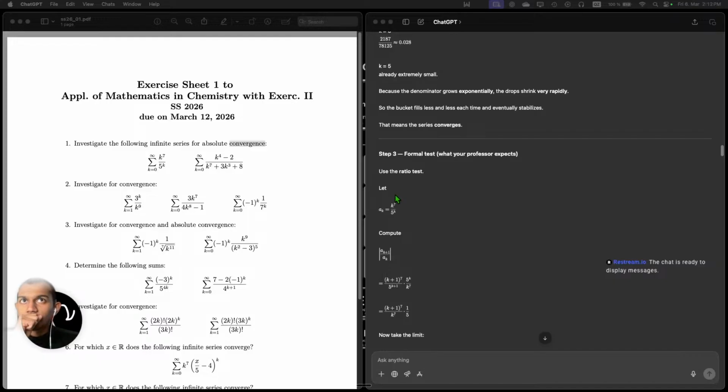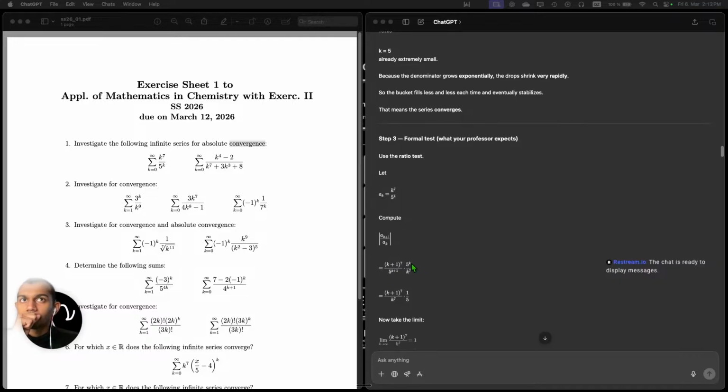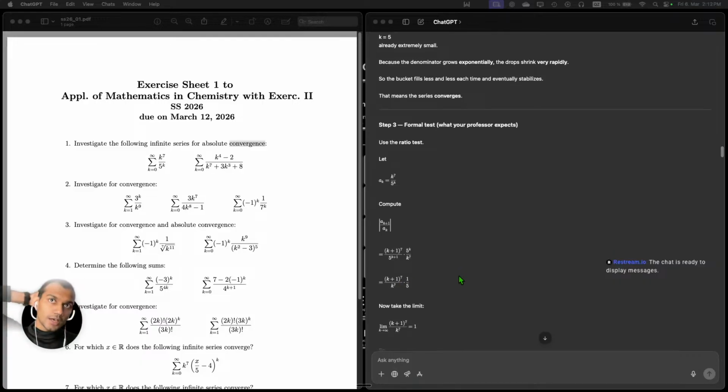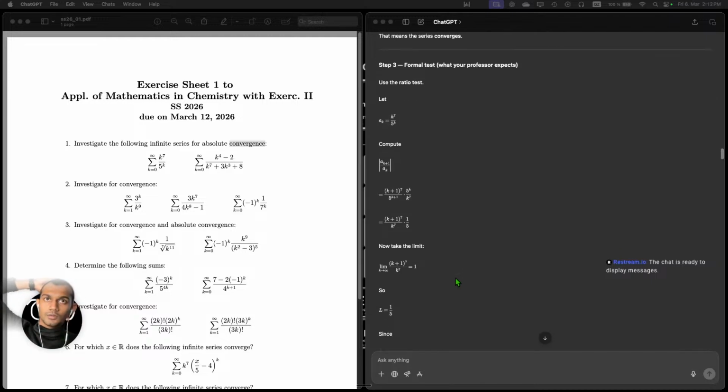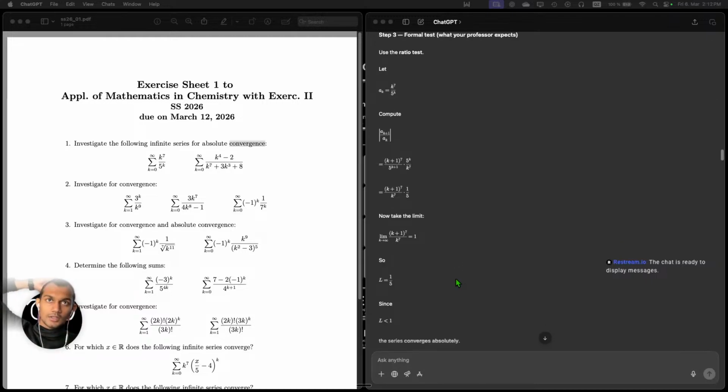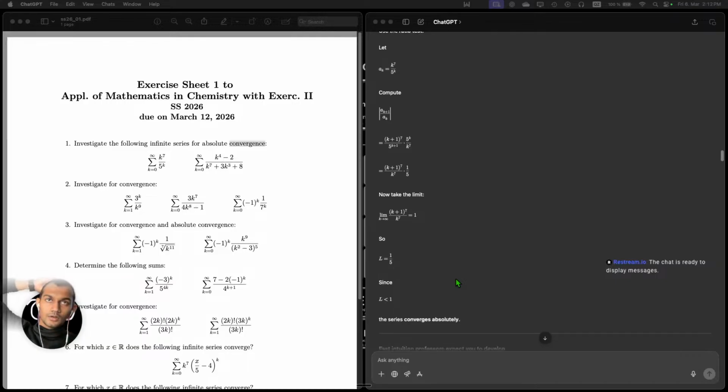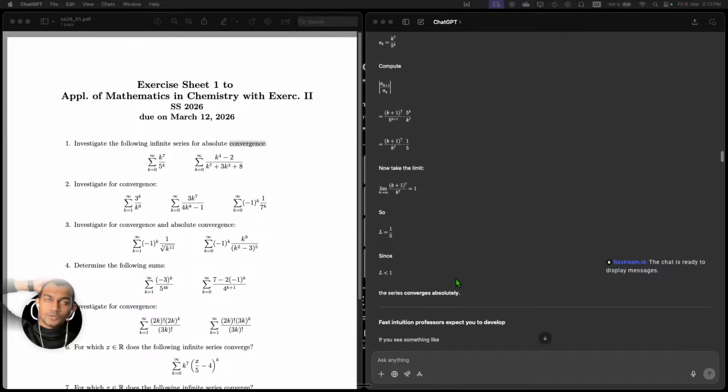Use the ratio test. Let a_k equal k^7 over 5^k. Compute a_{k+1} over a_k: (k+1)^7 over 5^(k+1), times 5^k over k^7, which is (k+1)^7 over k^7 times 1/5. Now take the limit. So L equals 1/5. Since L is less than 1, the series converges absolutely.